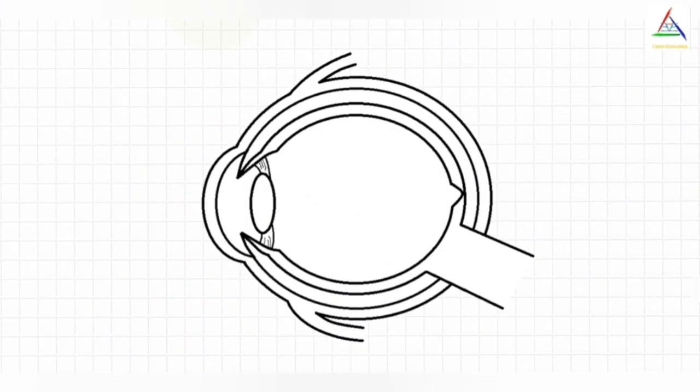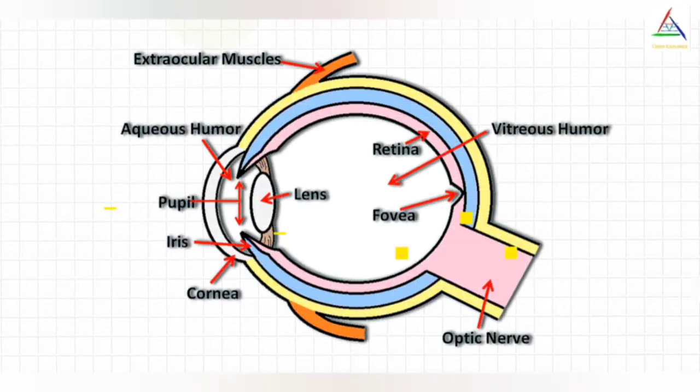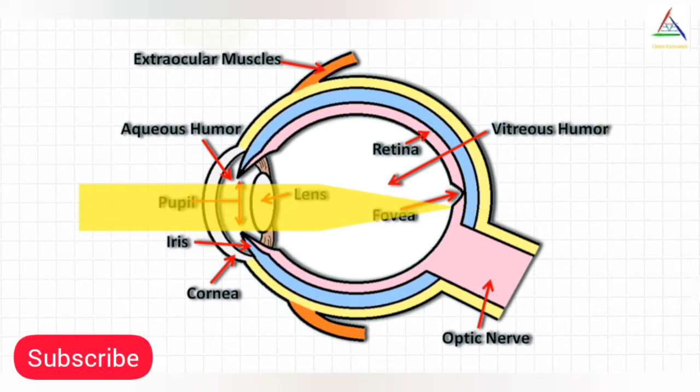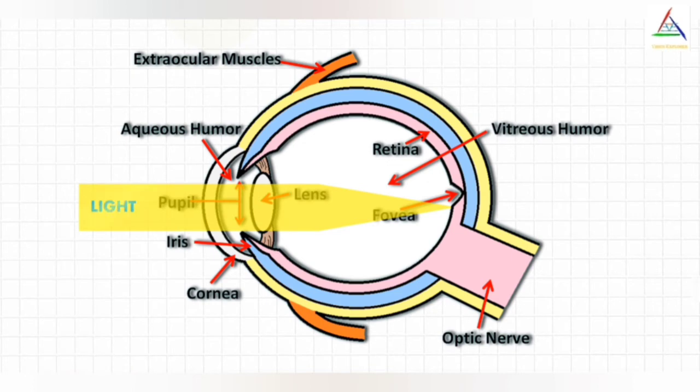Now as we know, light makes us see the world around us. Light rays go through the cornea and pupil of the eye to focus on the retina, which receives light focused by the lens, and it converts the light into neural signals and sends these signals to the brain for visual recognition.